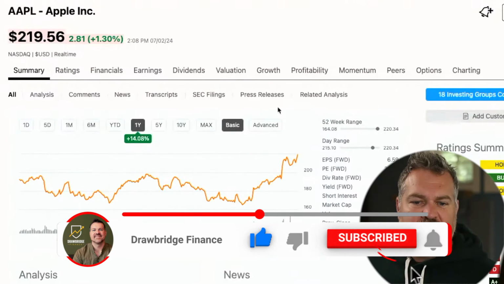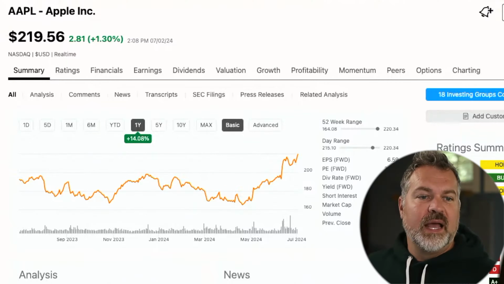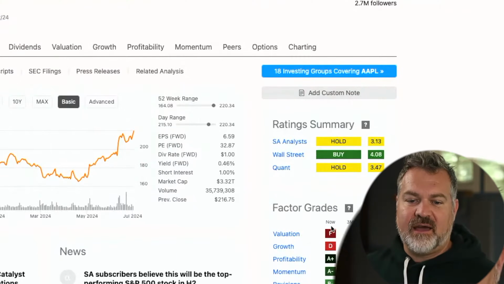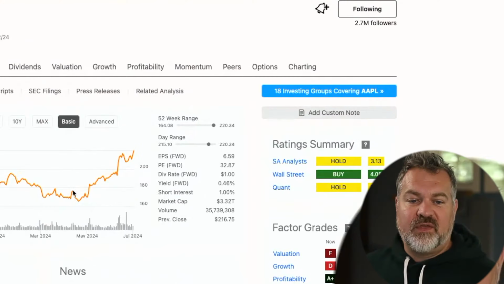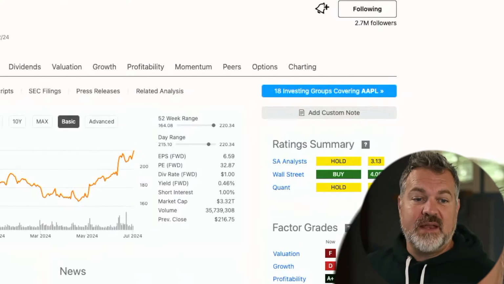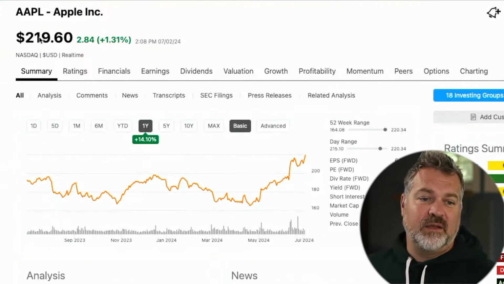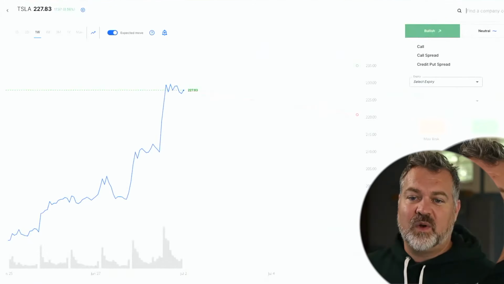I have this open right now. We're looking at the Apple chart. We're looking at what we think might happen. What we can do is we can say here, the valuation is high, it's F valuation, but it is a profitable company. Its momentum is quite good. It's definitely in a bullish trend, but I may not want to buy this for $219. I may think that this might drop down. Let's look at the expected range of Apple and see if we can put on some sort of trade.